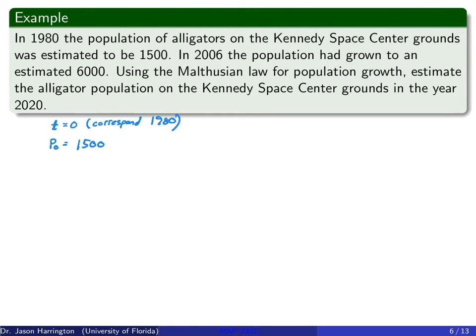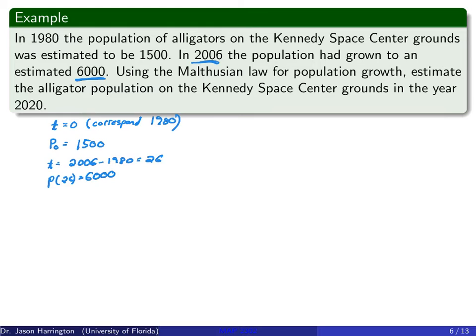So in other words, to go from 1980 to 2006, we're going to do 2006 minus 1980, which gives us 26. So when t is equal to 26, which is in the year 2006, our population was 6,000. So our p of 26 is equal to 6,000. So these are all givens. I haven't really done any equations yet or worked with it.